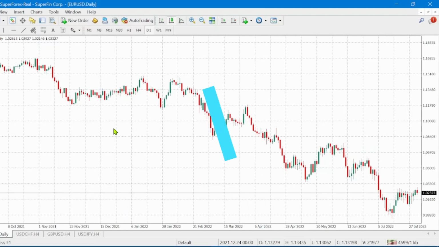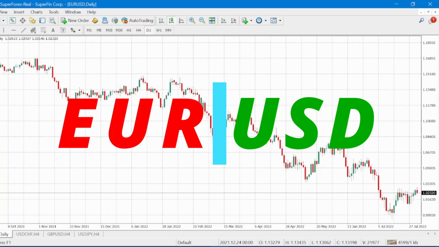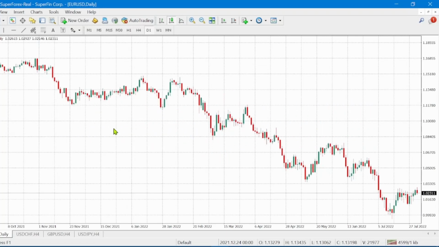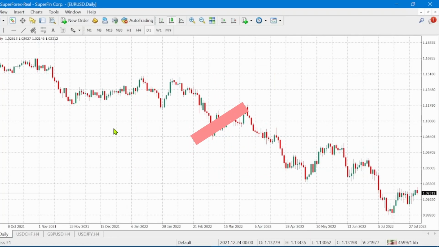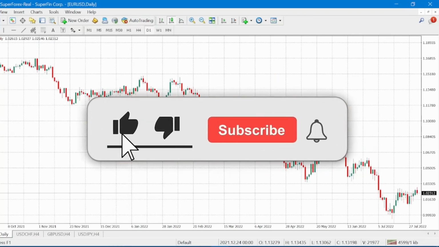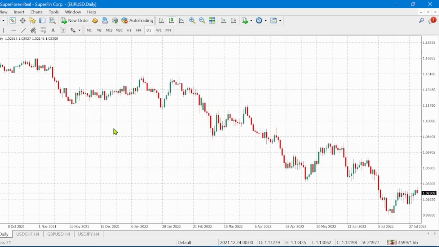Today we shall be looking at Euro USD on the daily time frame, and we shall be talking about 5 things to look for before placing a trade. The first thing that you want to pay attention to is market structure. Identify the market structure, and the best way to do this is to specify the type of market. Is it an uptrend, downtrend, or the market is in consolidation? We can see here that the market is on a downtrend, as the market was making higher lows and lower lows.